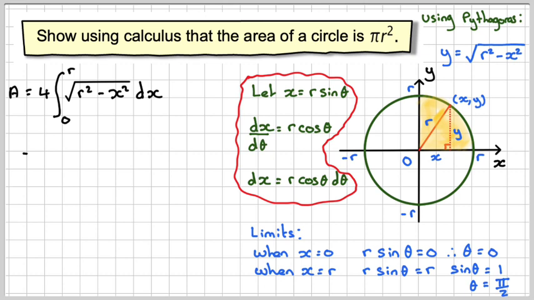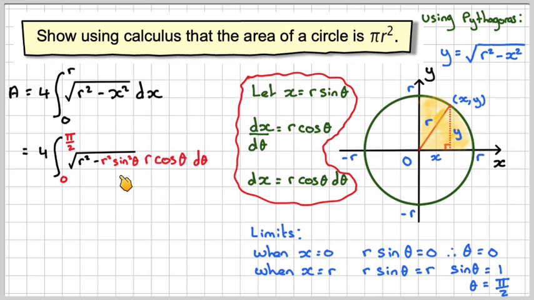So now rewriting the integral, we're going to have 4 with new limits from 0 to pi over 2, the square root of r squared. Now we're going to replace x with r sine theta, so therefore x squared will be r squared sine squared theta. And then dx we're going to replace with r cos theta d theta.